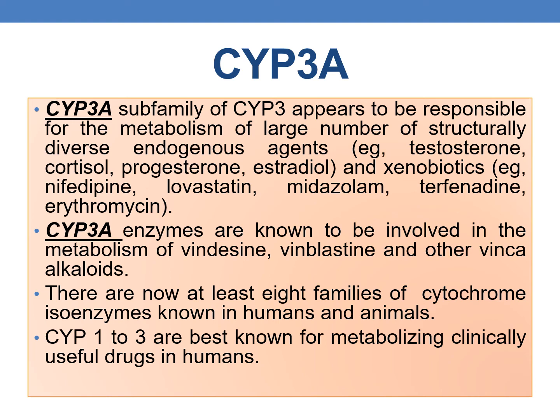and other vinca alkaloids. As of now, there are at least 8 families of cytochrome isoenzymes known in humans and animals, and CYP1 to 3 are best known for metabolizing clinically useful drugs in humans. CYP3A is a subfamily of cytochrome P450 enzymes which is responsible for the metabolism of a large number of endogenous agents and xenobiotics.